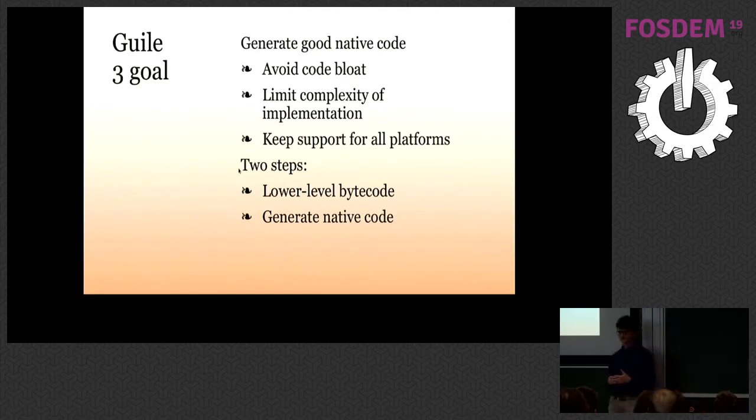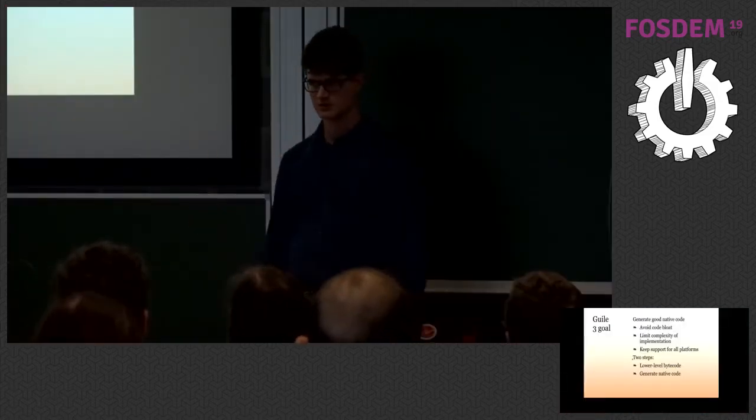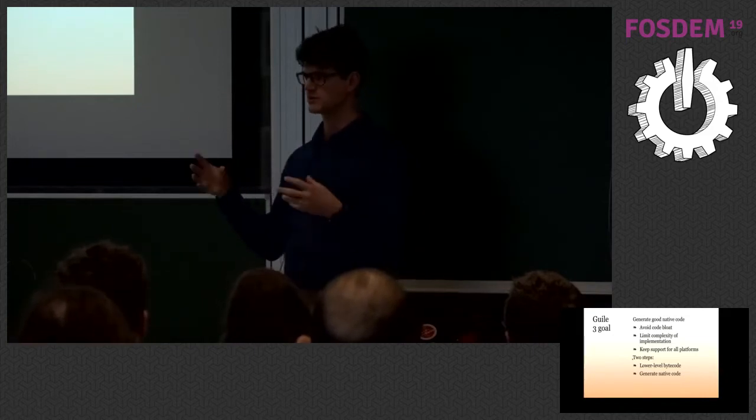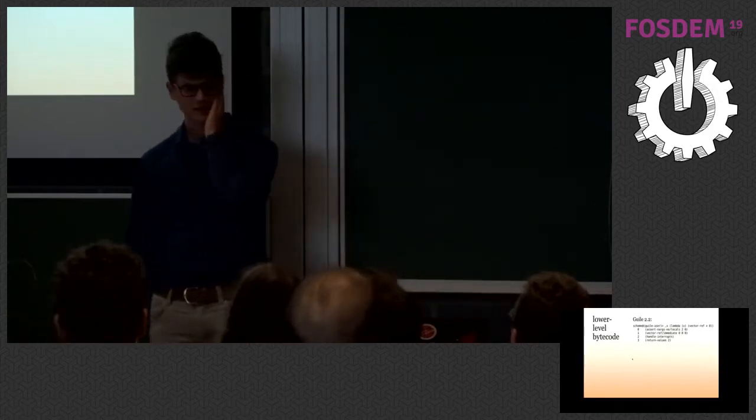And also you don't want to generate too much native code. Many of you remember the Python Unladen Swallow project from back in the day. And in the end, it failed to succeed, as far as I understand, because of complexity and because of code bloat. This is a thing that can happen to language implementations. So in order to meet these goals, we had two steps. One, a lower level bytecode than we had in Guile 2.2, and then second, to actually generate corresponding native code. The first part took much more time. The second part was quite easy, right? So as an example, this is at the Guile REPL.